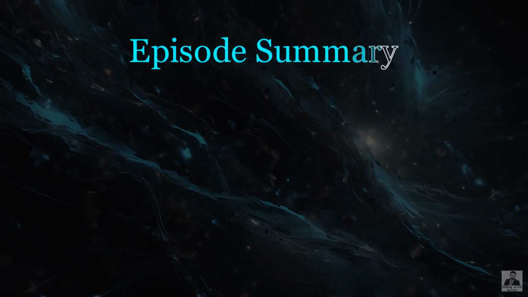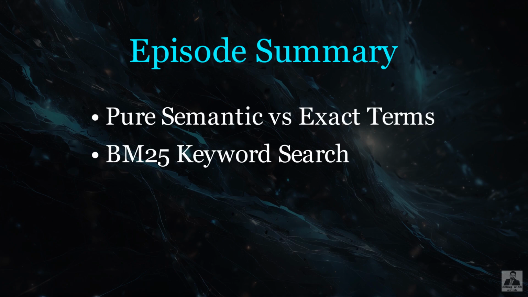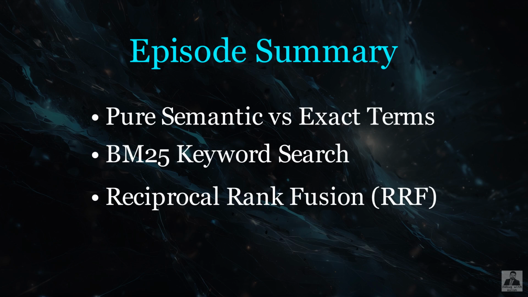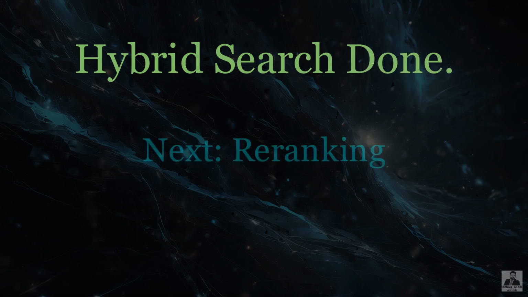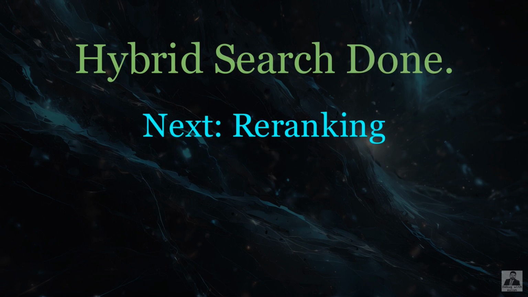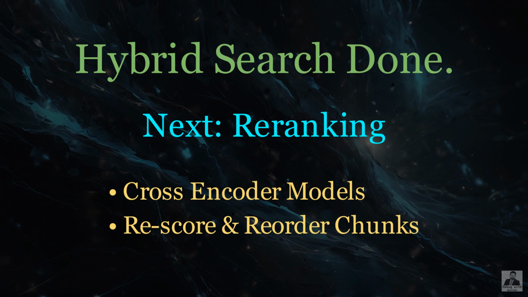You now know why pure semantic search fails on exact terms, how BM25 keyword search works, how reciprocal rank fusion merges 2 result lists, and how to drop a hybrid retriever straight into your existing RAG chain. In the next episode, we go one step further with reranking, using a cross-encoder model to rescore and reorder retrieved chunks before they ever reach the language model.